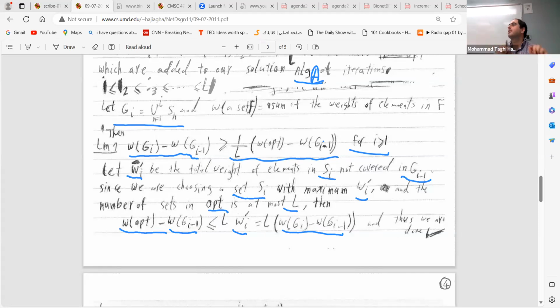And again, super important, all the costs are one. So we are talking about L sets. Good. W prime I by definition is equal to this. And this one, as I mentioned, follows from the fact that optimum has L sets, each of which, compared to G of I minus 1, can cover at most W prime. So now we are done essentially. You can just remove this L from here and bring L here. So this is exactly the formula that we want to prove in the lemma.